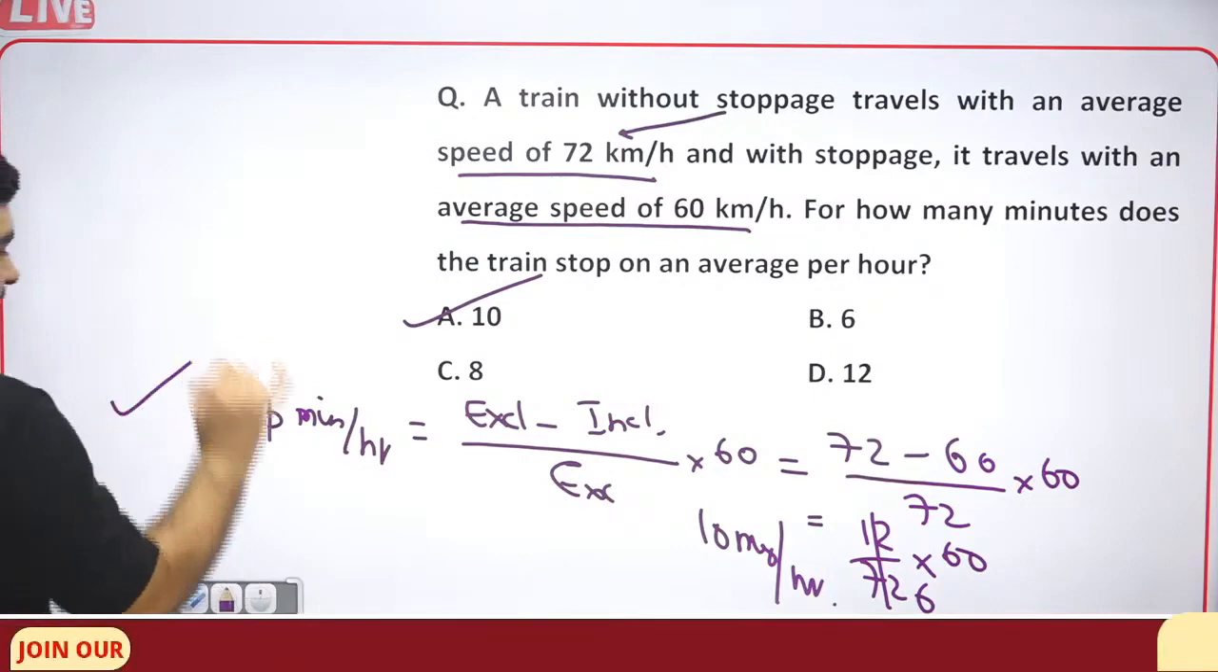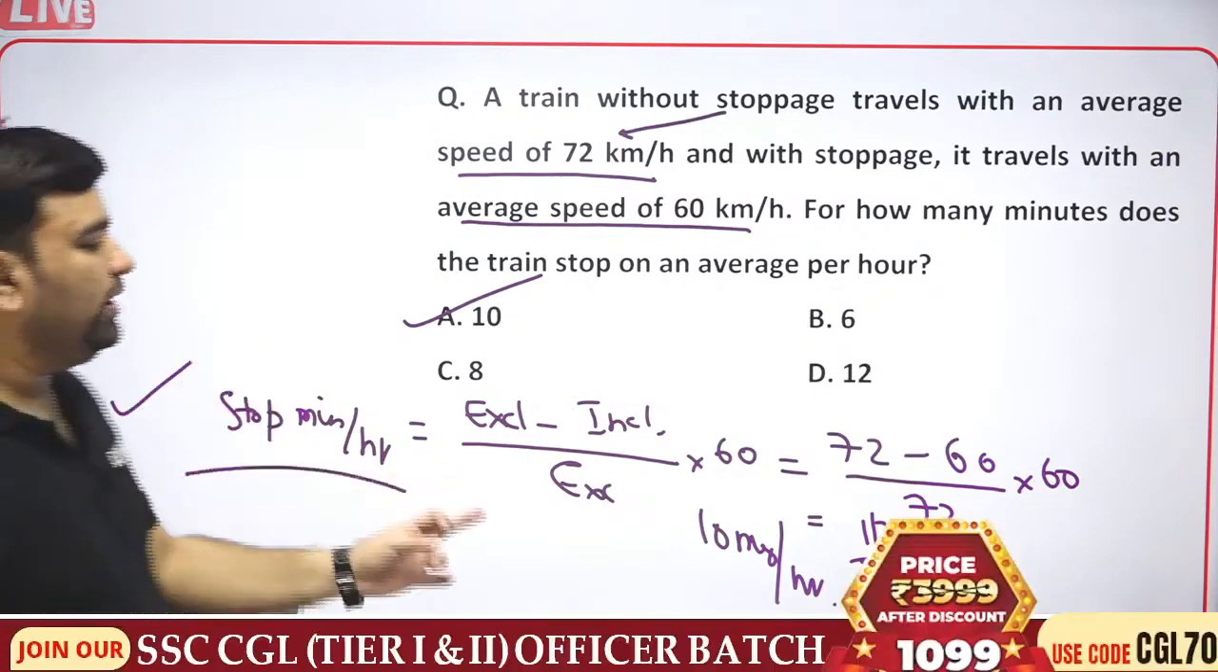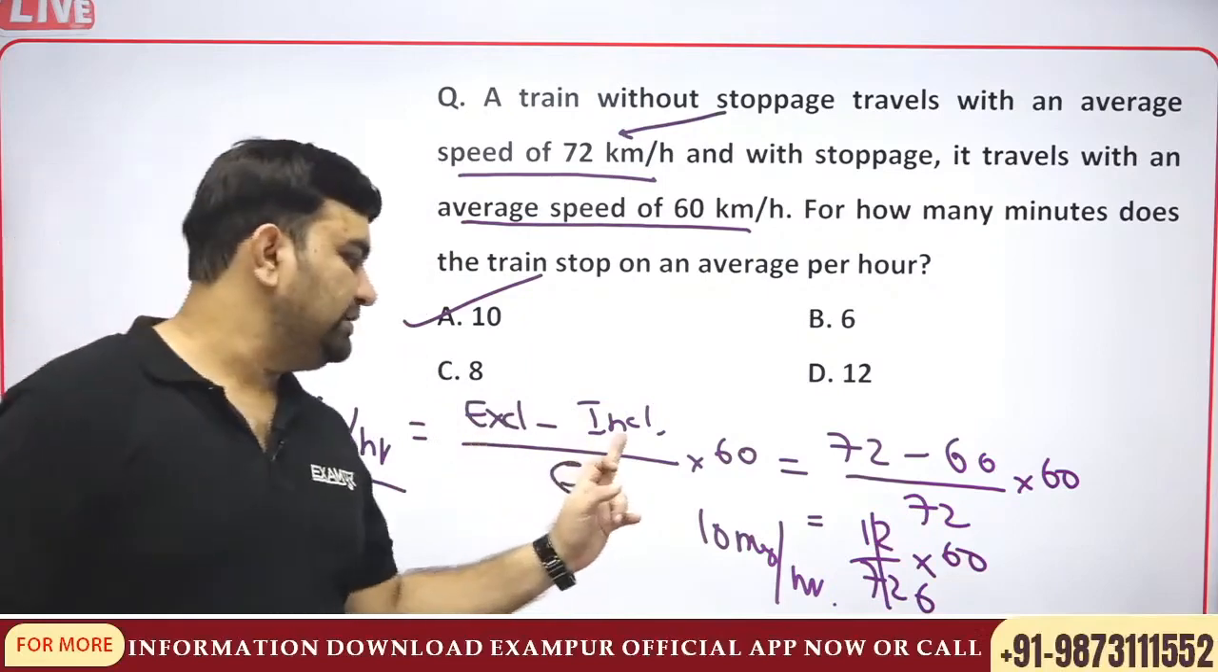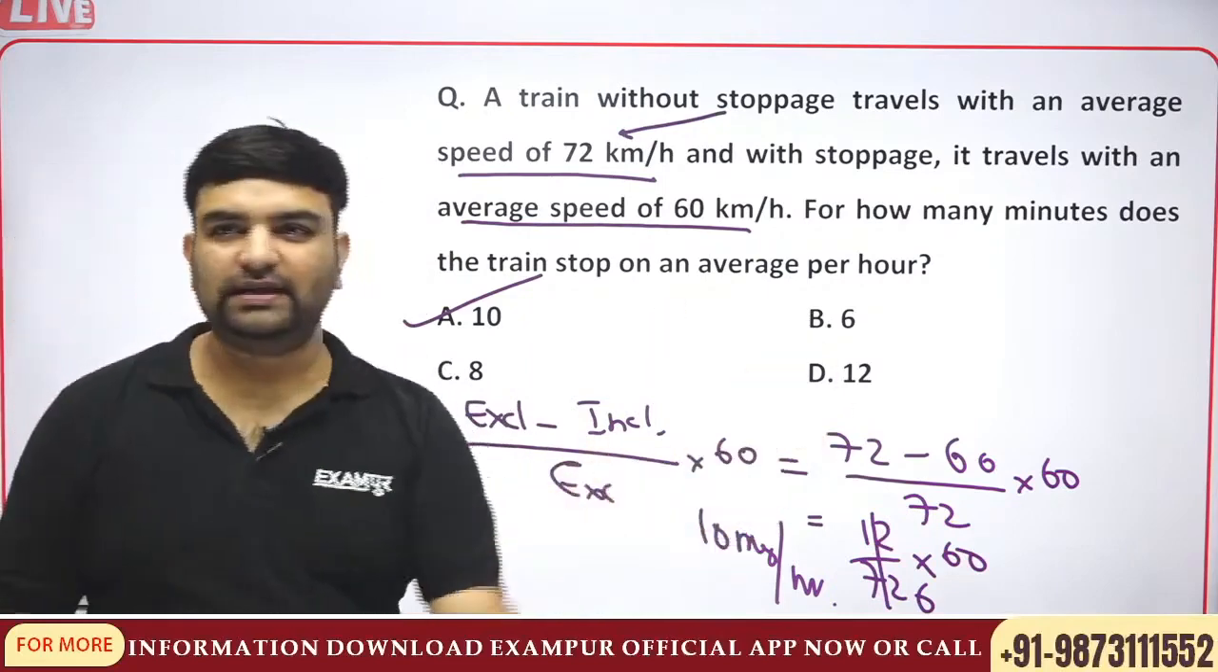Clear? Stoppage minutes per hour is excluding minus including upon excluding into 60. 10 minutes per hour.